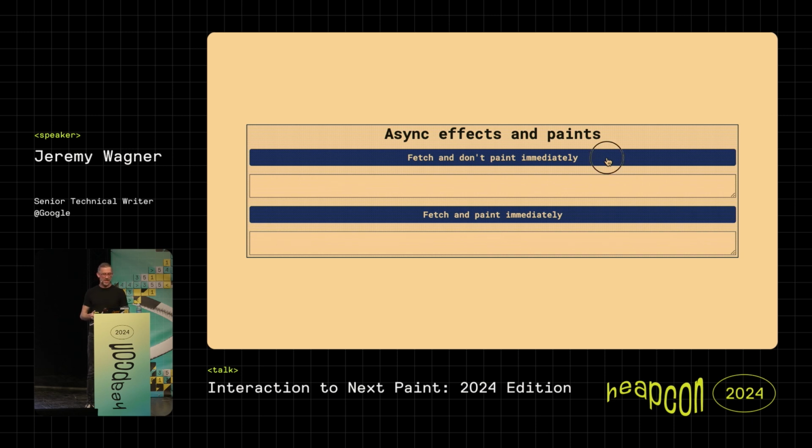Let me try that again. In this demo, each button does the same thing. It fetches a JSON file from the network, gets a string of the network response, and dumps it into the text area beneath. But there's one crucial difference between the two of them.